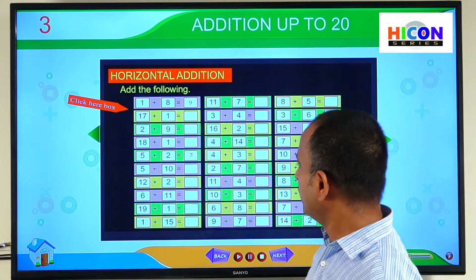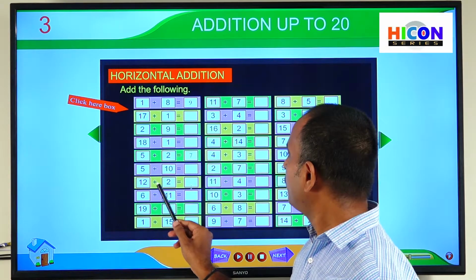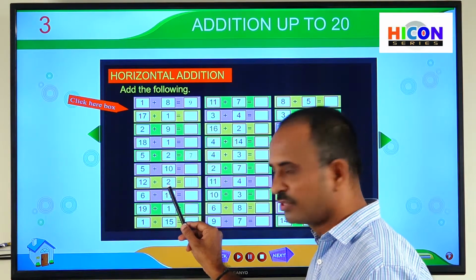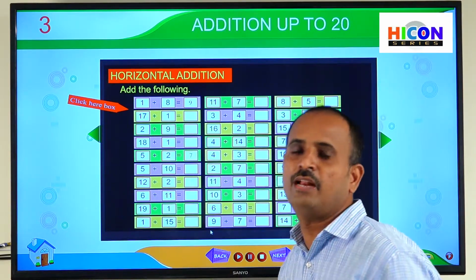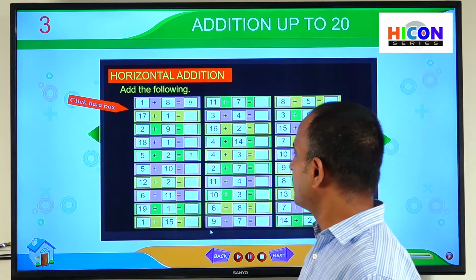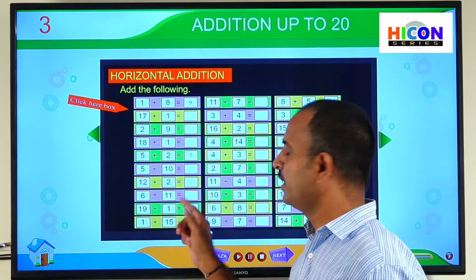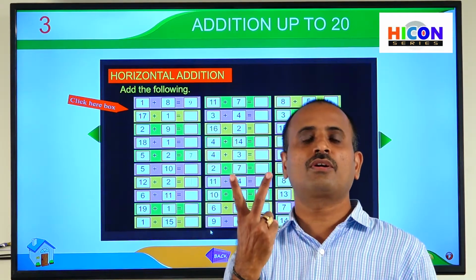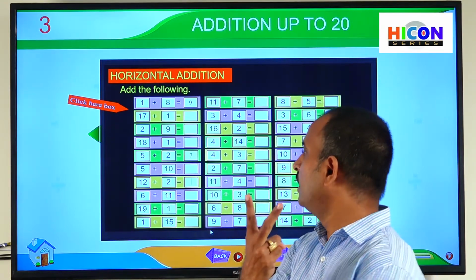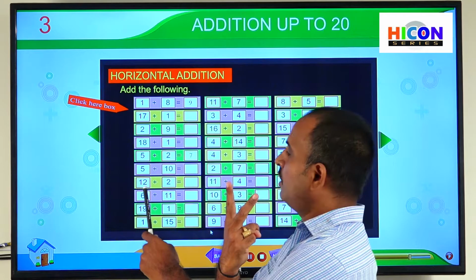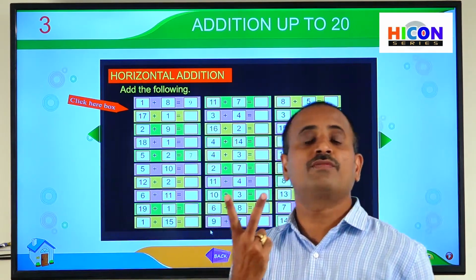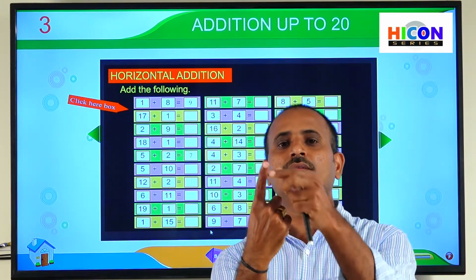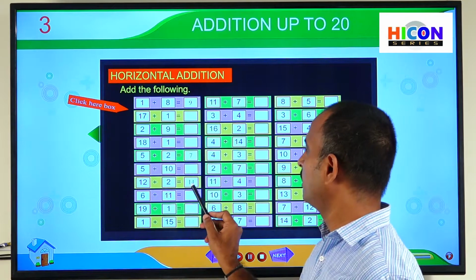So children, see the next one here, 12 plus 2. Here the first number is 12 and the second number is 2, and we can add these two numbers with the help of our fingers. So what is the second number here? 2. So open two fingers of your hand. So 1, 2. And now start counting from the first number. So what is the first number here? 12. So what will we get after 12? The next number after 12 is 13. So start counting from 13. So 13, 14. So write 14 here.